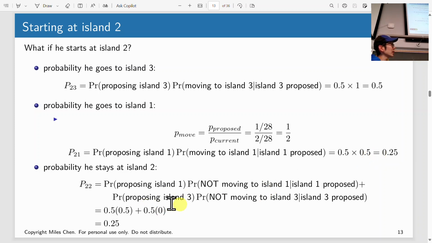And then the probability I stay at island 2, just knowing that everything has to add up to 1, is also going to be 0.25. So from island 2, I cannot go to islands 4, 5, 6, or 7. But I can go to island 3. That's going to happen with probability 0.5. I go to island 1 with probability 0.25. And I stay at island 2 with probability 0.25 as well.